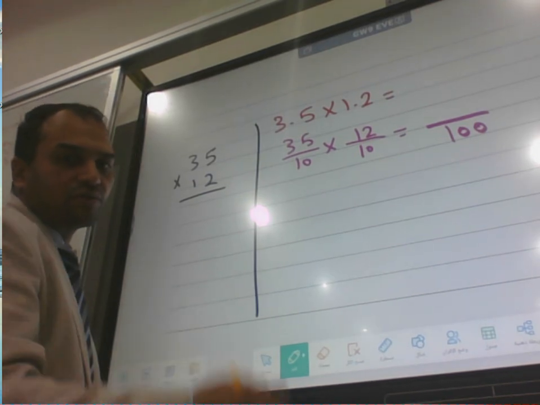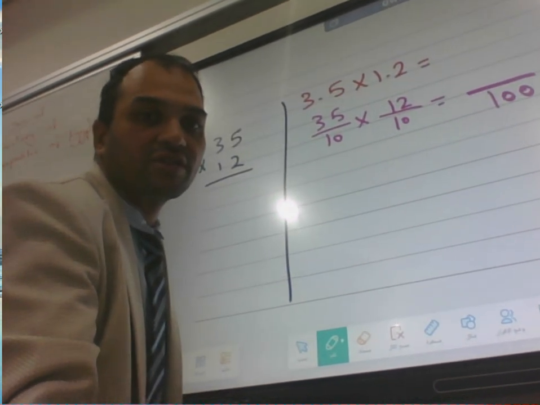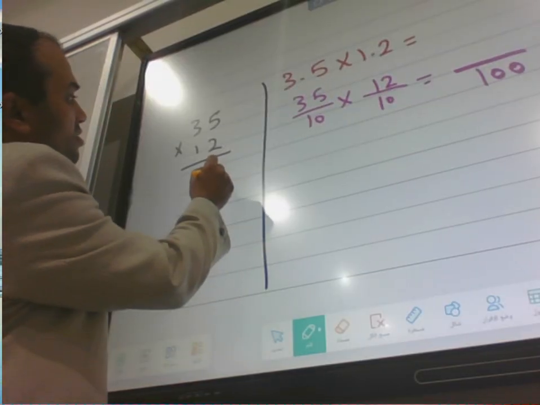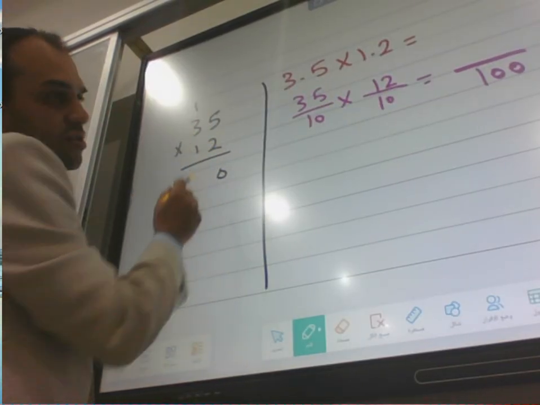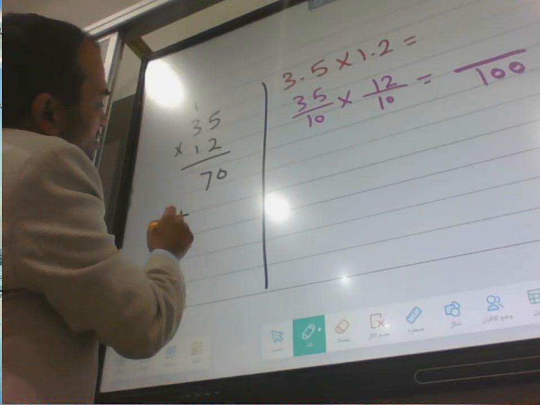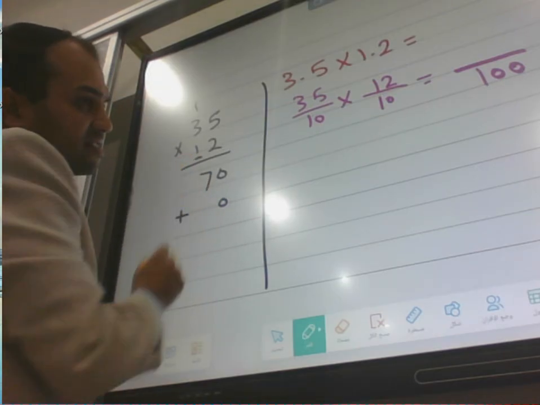2 times 5 equals 10. Write 0 and carry a 1. Start from the right hand side, okay? 2 times 5 equals 10. Write 0 and carry a 1. 3 times 2 equals 6. 6 plus 1 equals 7. Write 7. And then write 0 here also, because 1 here lies in the tens place.